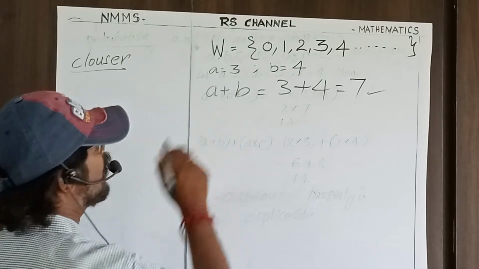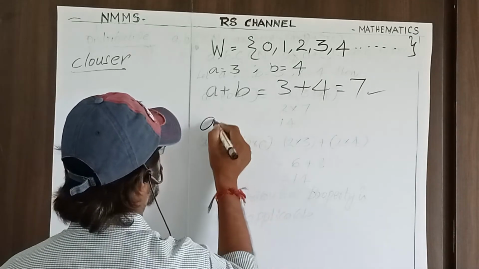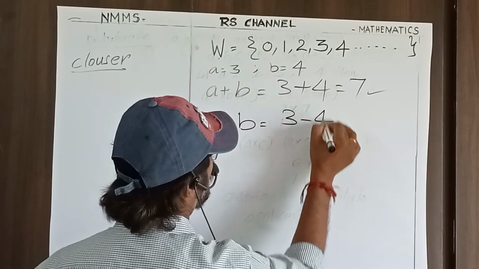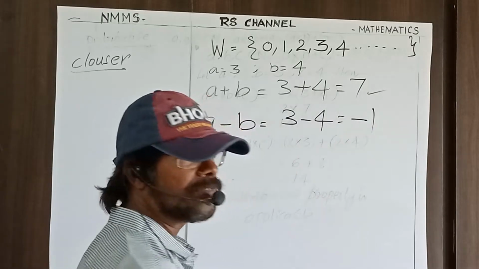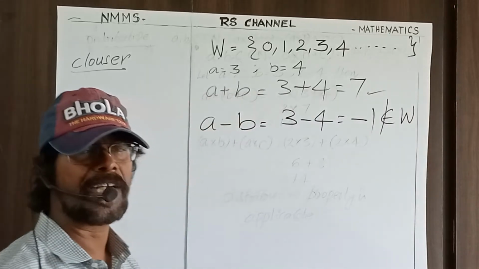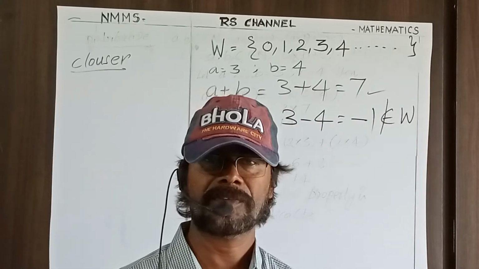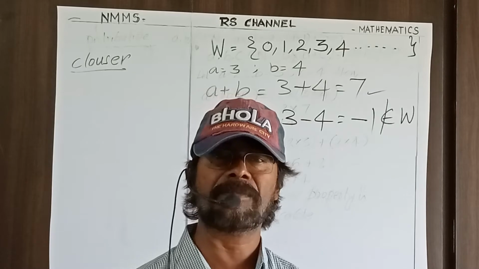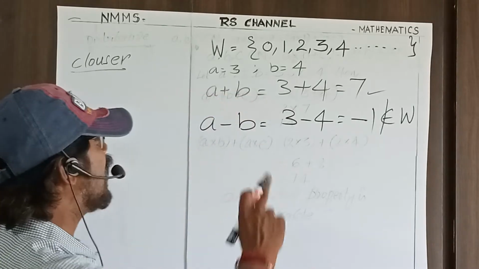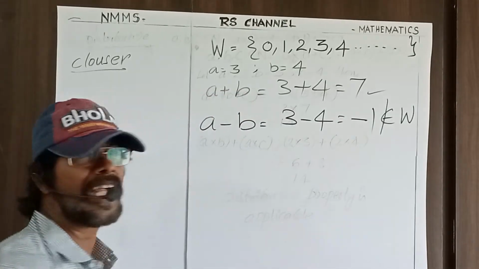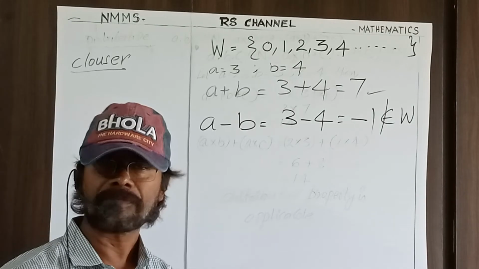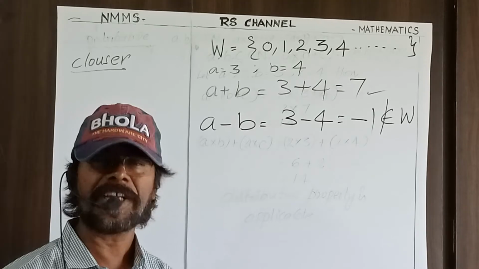Now go for the second operation. A minus B. A is 3 and B is 4. We get minus 1. It does not belong to W, whole numbers. Minus 1 is not a whole number. Whole numbers contain all the natural numbers with 0. There are no negative numbers in whole numbers. So we get a negative answer, so it is not a whole number. So for subtraction, closure is not applicable in whole numbers.